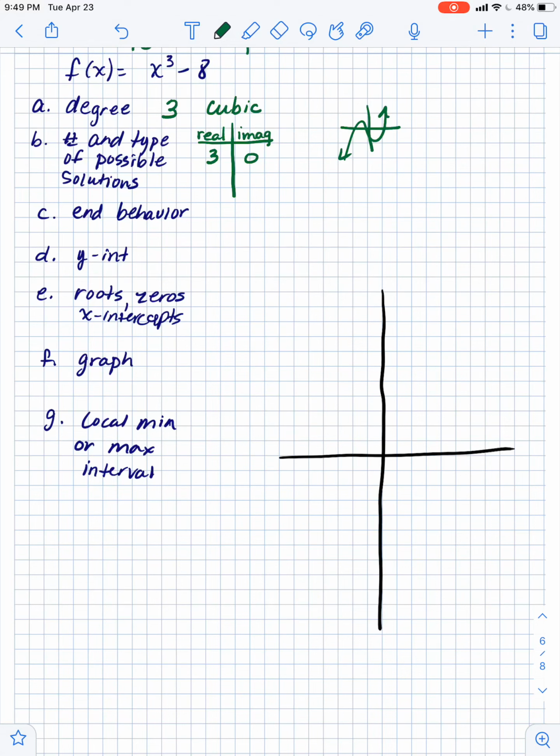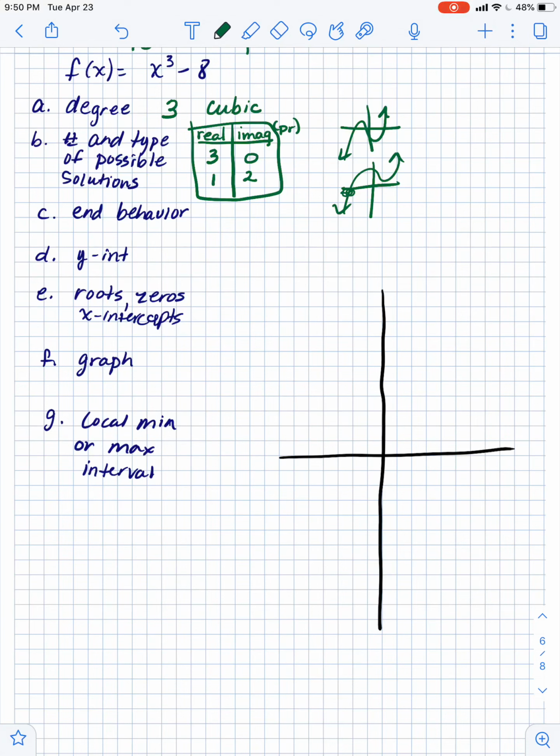Our next option, and sometimes it's easier to come from this side because we know imaginaries come in pairs, is that I have 2 imaginaries and 1 real. That one looks like that if I sketch it. So I only have this one spot that crosses. It doesn't cross on the other side. Now that's going to be our only options that we have for a cubic.